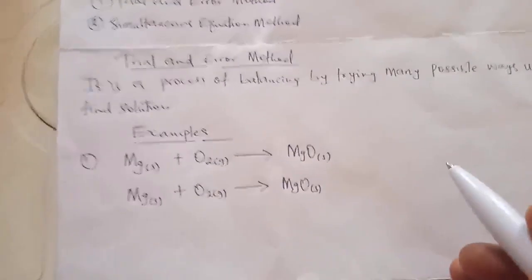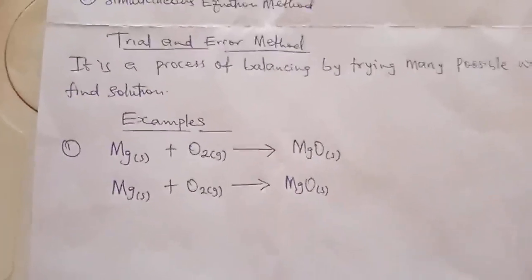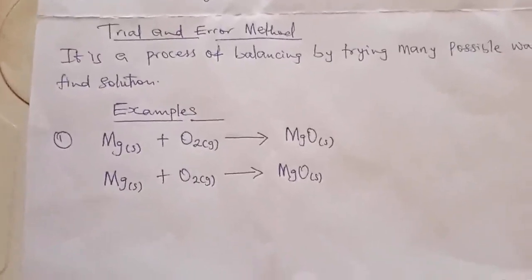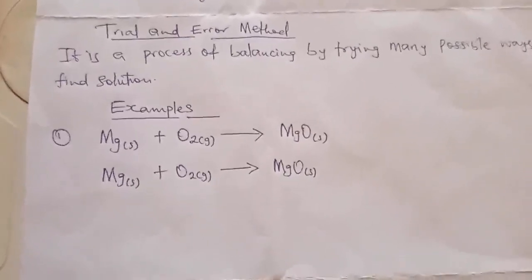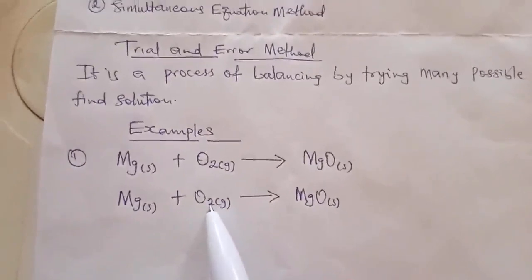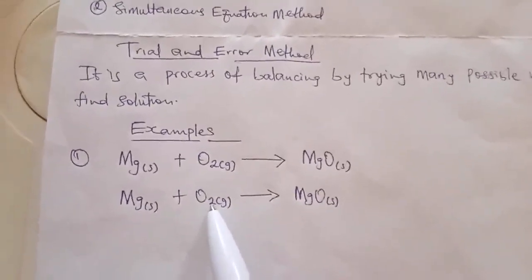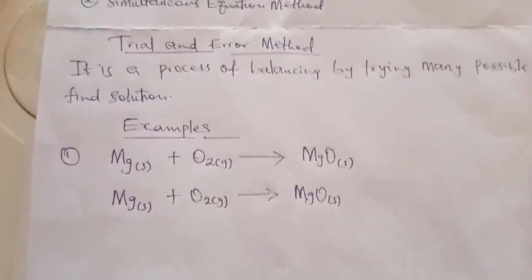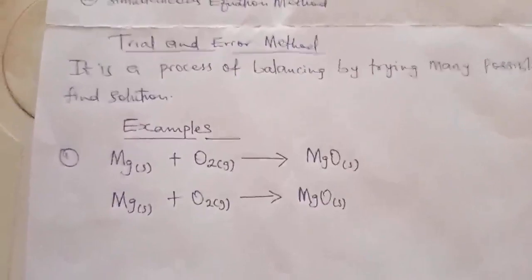When we are balancing chemical equation, we must ensure that we do not change anything. We do not change the chemical formula of any of the participants. For instance, this O2 now, this two here, we can't cancel it. Once we do that, we have changed the nature of that compound. So we have to be very careful when we are balancing.